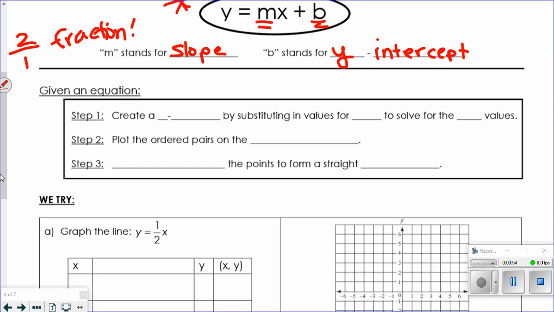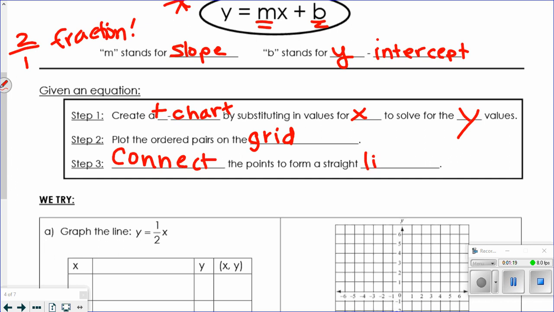So there's two different things we could do. If we are given an equation, we can create a t-chart by substituting in values for x to solve for the y values. So you're going to pick really easy x values, like -1, 0, and 1, or -2, 0, and 2. Then you're going to plot the ordered pairs on the grid. And then you're going to connect the points to form a straight line. So let's try that right now.